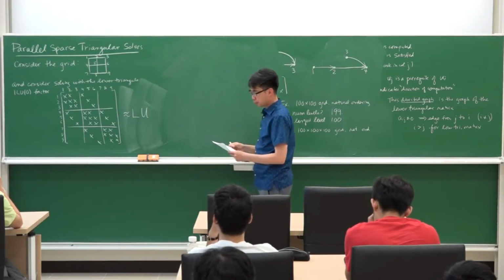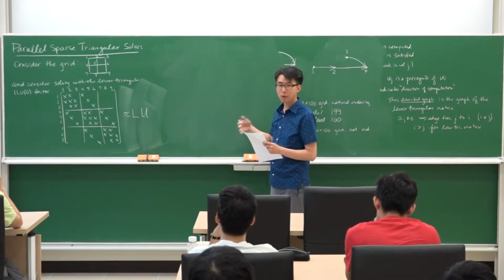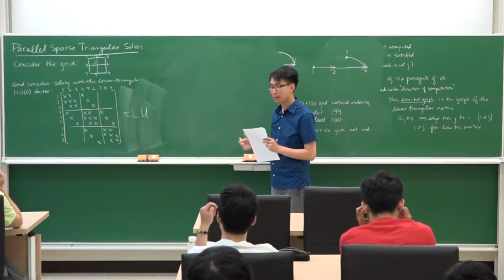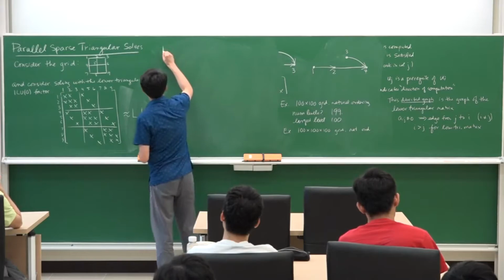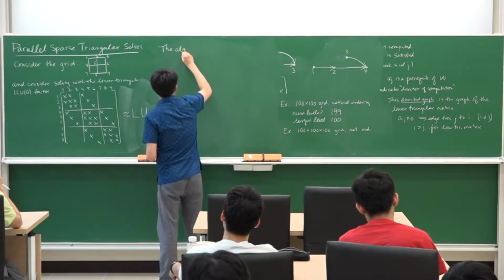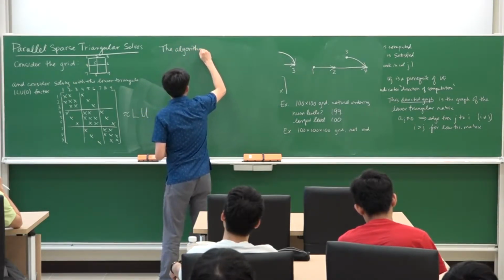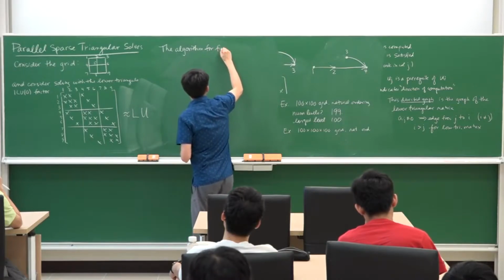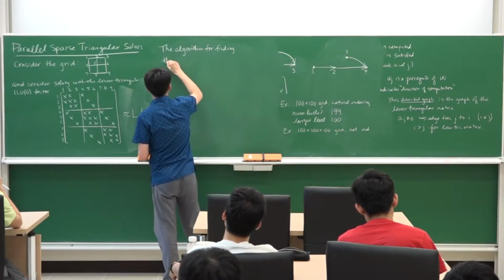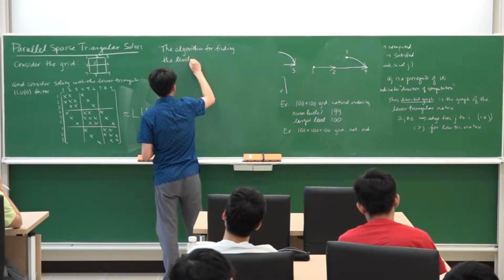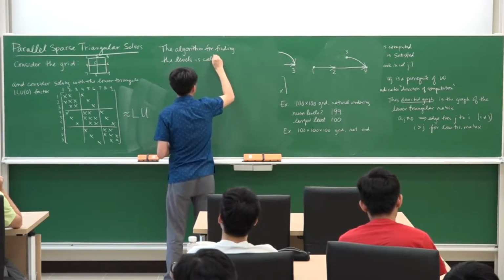So I should introduce the term level scheduling. So this whole idea of finding which things can be done in parallel by levels is called level scheduling. The algorithm for finding the level structures is called level scheduling.